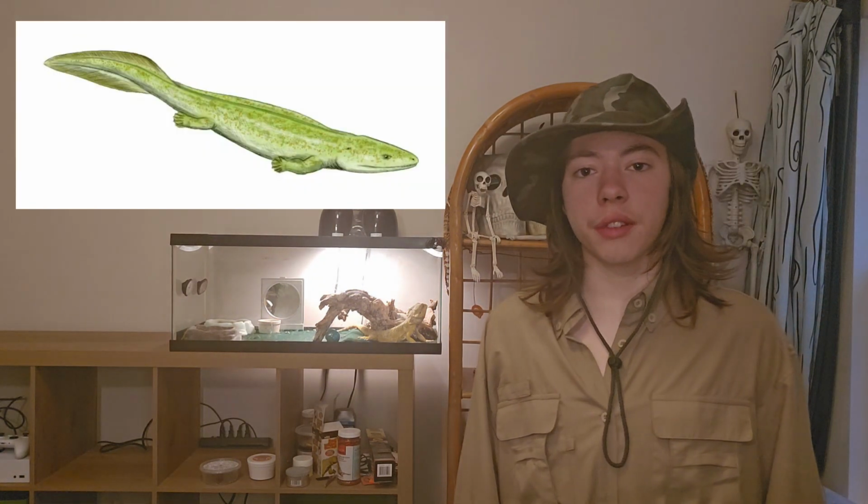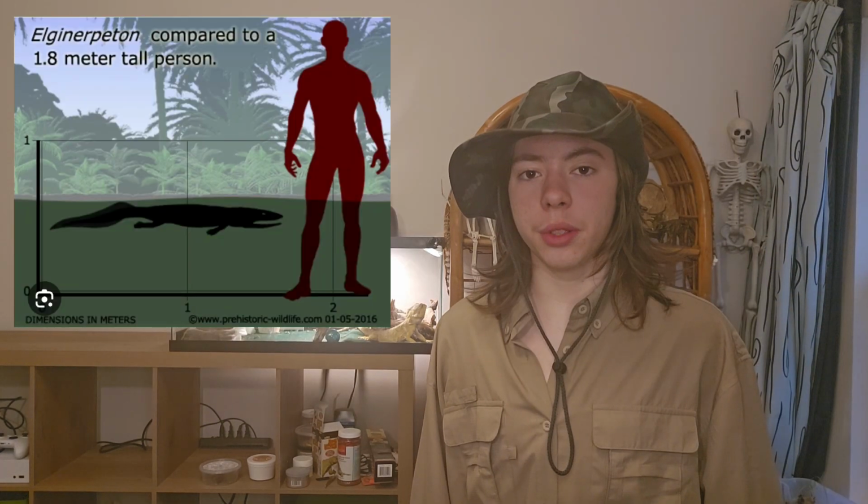Elginerpeton was the first amphibian to ever exist, that we know of. They lived in Scotland during the late Devonian period. They were about 5 feet or 1.5 meters long. They were apex predators. As the Earth entered into the Carboniferous period, amphibians thrived and diversified into many different forms.